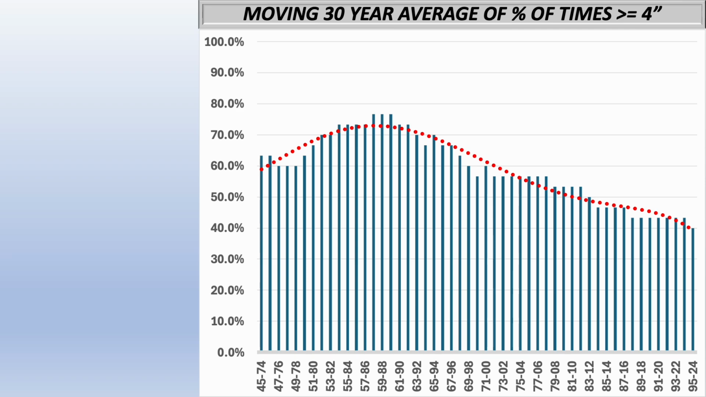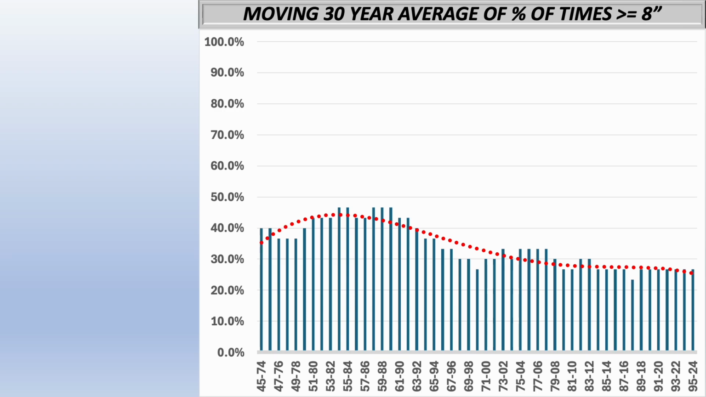Now let's move on to 8 inches. And again, the numbers get smaller with each threshold increase, as you might expect. But again, from the late 50s to late 80s, and maybe even you can make the argument from like 1960 to 1990, it was about 45% or up in that range, and now it's under 30% during the current 30-year average.